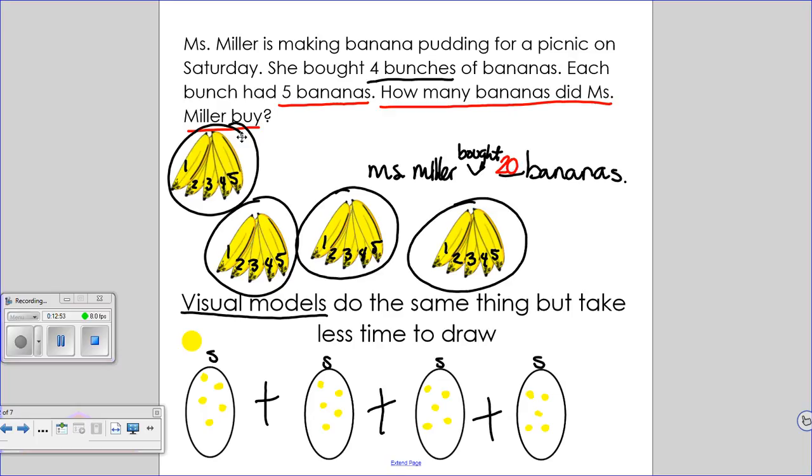Does anyone not know where 20 came from? Yeah, where did 20 come from? Kate said Miss Miller bought 20 bananas. Where did that 20 come from? How did she get there? She could have skip counted by 5. Kaylin? She could have just added 5 plus 5 plus 5 plus 5.